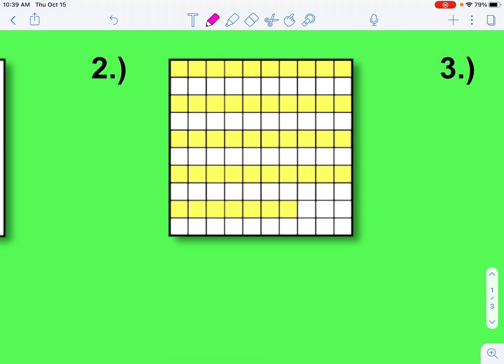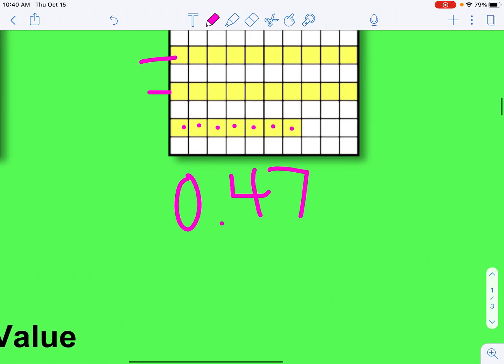Let's look at number 2. Now this one, you notice that my box has 100 squares. So we know that it is going to have 2 numbers after the decimal point. So let's count how many tenths we have. I have 1, 2, 3, 4 full tens. So we have 4 tenths. And now let's figure out how many ones I have shaded. I have 1, 2, 3, 4, 5, 6, 7. So my decimal is 47 hundredths.